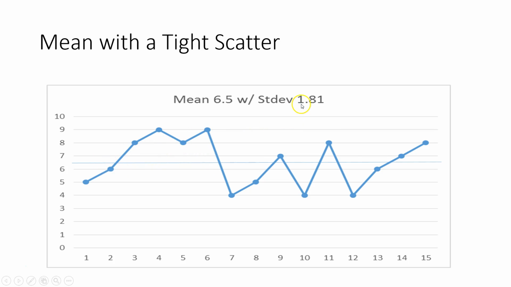We have a standard deviation of 1.81. So that standard deviation of 1.81 basically is telling us that there's not much room between the mean line and each of the data points.